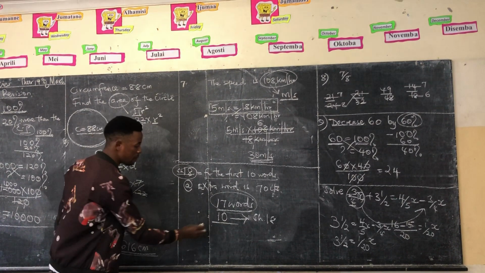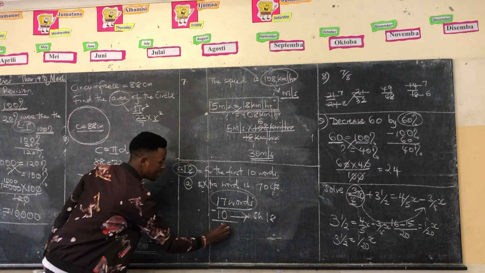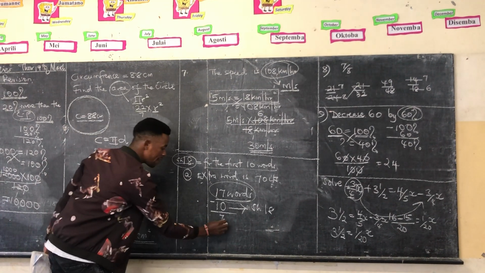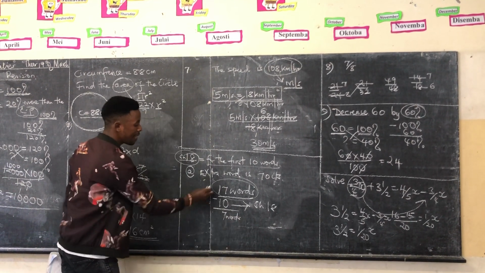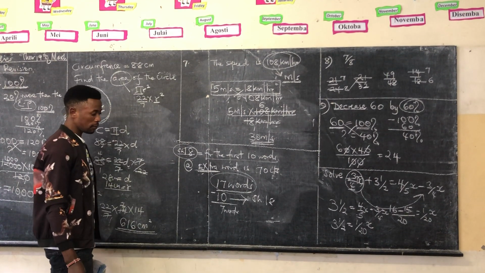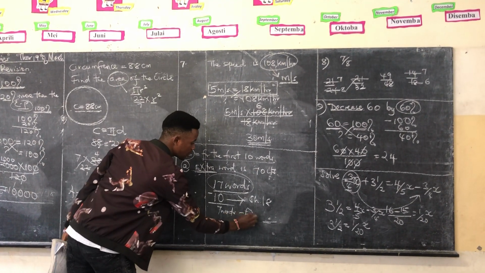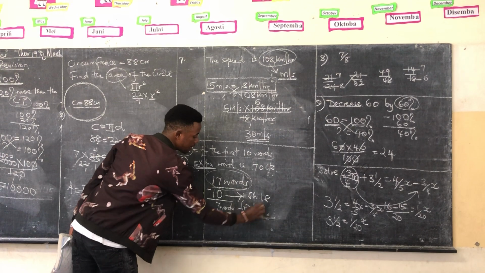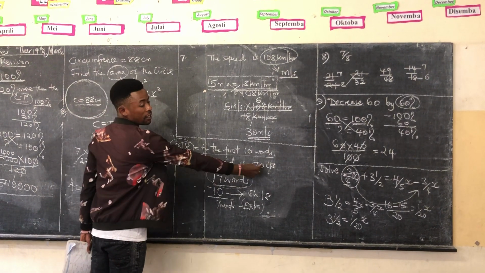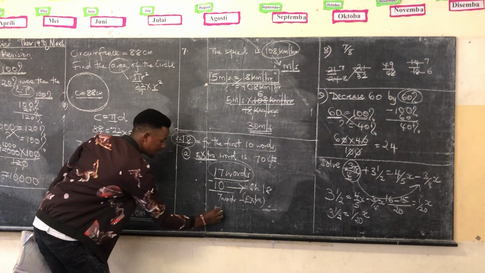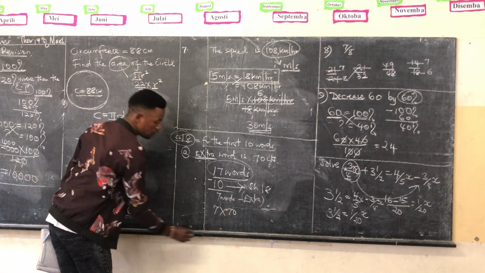So how many words remain? 17 minus 10, that is 7. So 7 words now. These are the extra words. And what are we told? That each extra word is 70 cents. So take the 7 words times 70, which gives you what?